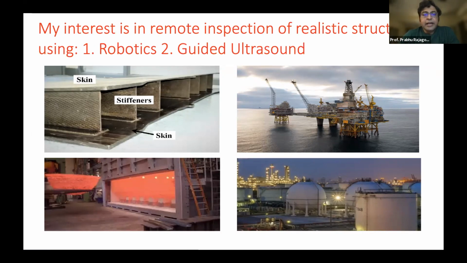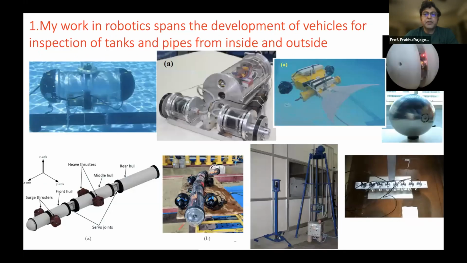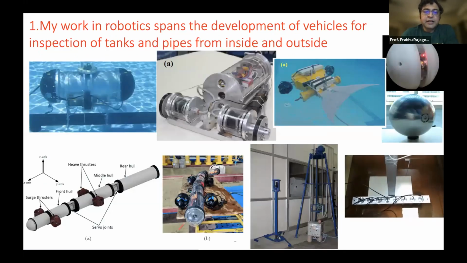I try to address these from two perspectives. One is to use inspection robotics to send devices and monitor the structures remotely. The other tool for me is guided ultrasound, or ultrasound guided by features such as ribs, stiffeners, bends, or pipes, rods, plates, and so on. This is a snapshot of some of the work that I do in robotics. I'm not a roboticist from a purist perspective, but rather I would like to build things that can take my sensors and perform inspections in a robust and reliable manner.